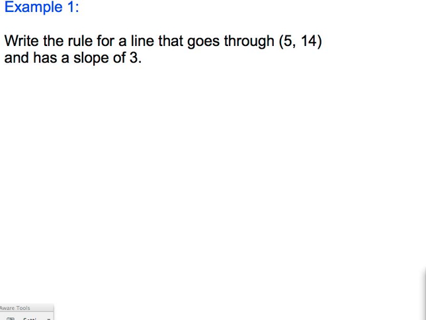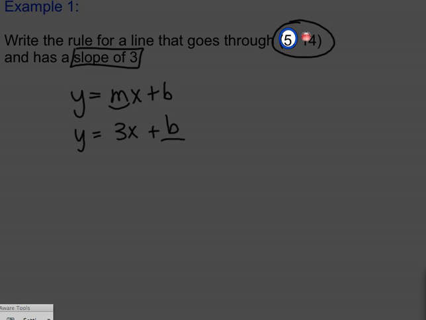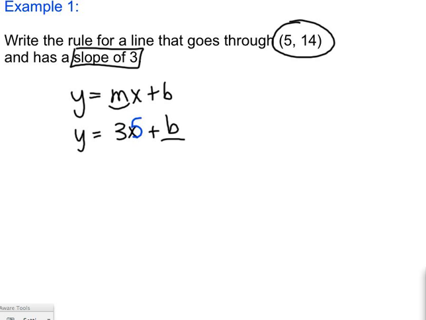So the goal is to write the rule for a line that goes through 5, 14 and has a slope of 3. So right away I see one part of my rule. Because I know my rule is y equals mx plus b, and they told me the slope is 3, I know the m value because m represents the slope. So far my rule is 3x plus something. I don't know what b is yet. But what I can do is use this point to figure out what b is, because this point has to work in my rule.